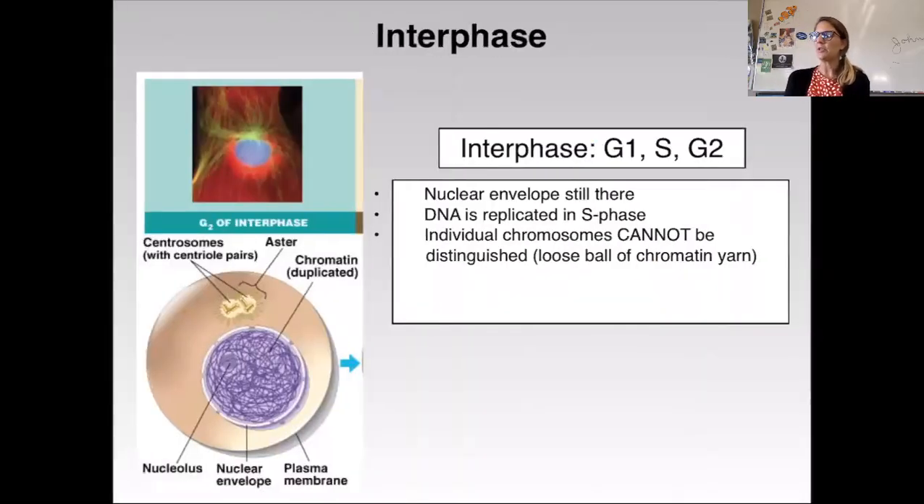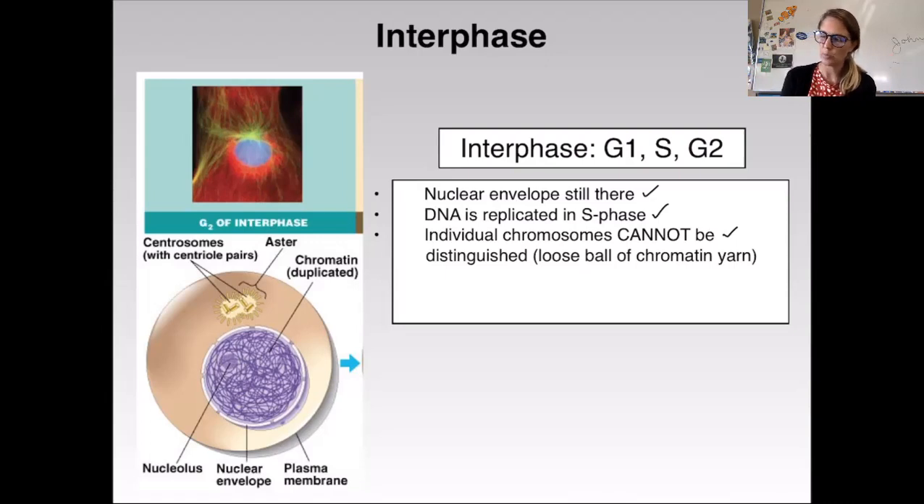All right, interphase. So interphase is the very first part. This is G1, S, G2. Here, the nuclear envelope is still intact. DNA is going to be replicated in S phase. And it's really important that individual chromosomes cannot be distinguished in interphase. It literally looks like, if you've ever taken the leather off of a baseball, it looks like a ball of yarn. That's what the chromosomes look like throughout interphase. G1, S, G2, even during DNA replication, you can't distinguish individual chromosomes from one another. So that is a good indication that we're in interphase.